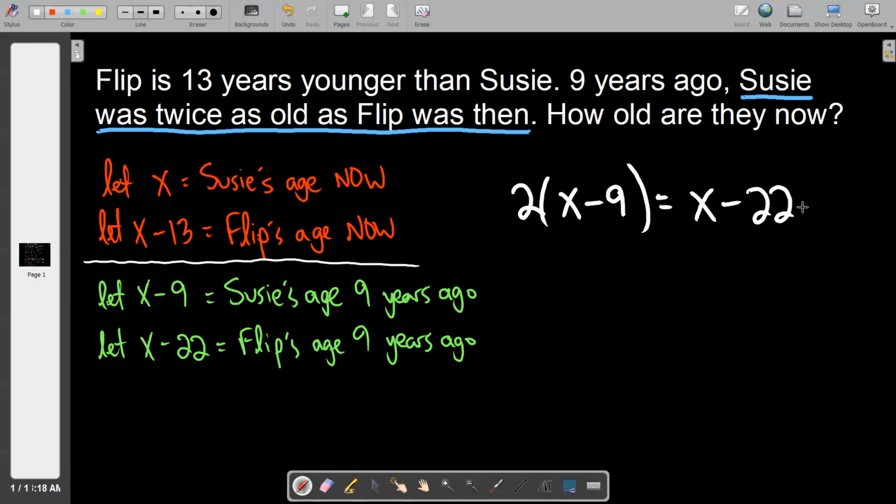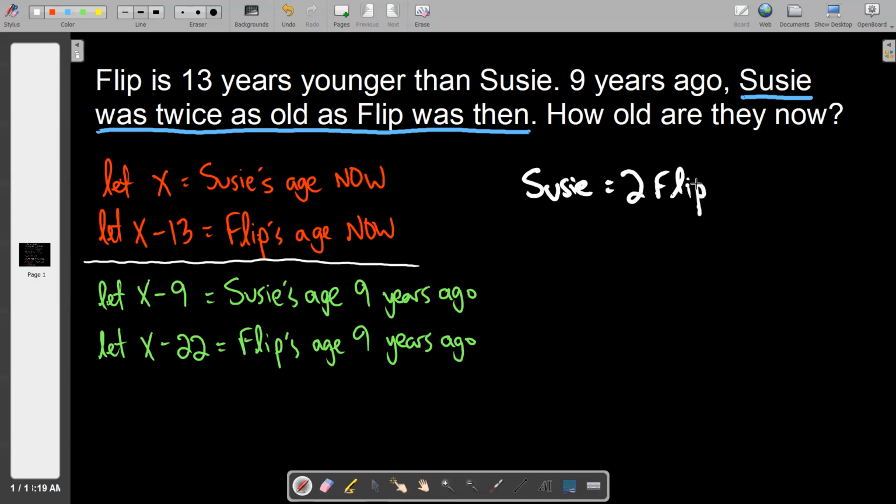Yeah, I made the mistake that I'm always telling you kids not to make. And this is why I use words. And I remember now why I use words. We want Susie in the past to equal twice as old as Flip. So we had the 2 on the wrong side. So remember, we want Susie's. Yeah, someone said that over there. Good job, Kyla. So we want Susie's x minus 9 to equal twice Flip's x minus 22.